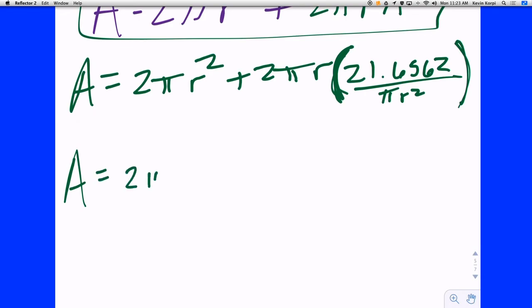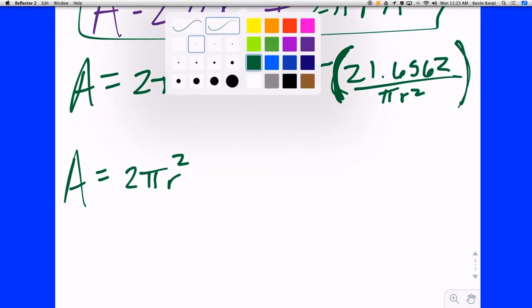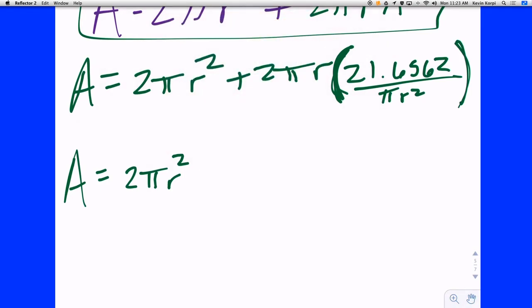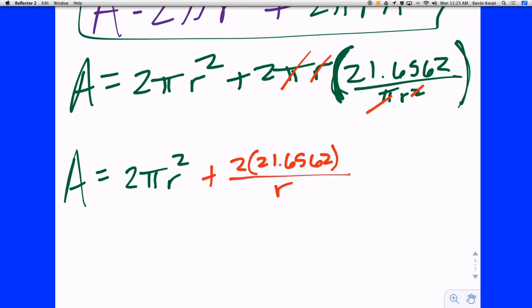The first term, 2 pi r squared, looks harmless enough. But in this second term, once I plug in, there's some things that happen. The pi's divide out. That's good. One of the r's divides out. And I'm left with 2 times 21.6562 all over r. And I'm not going to even double that. I'm just going to carry it around as twice that. Right, 43 something.